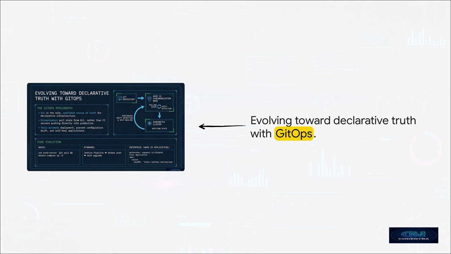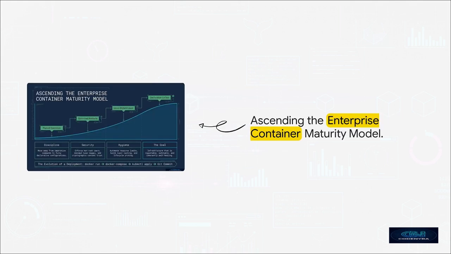Git becomes the absolute sole source of truth. All state is pulled securely from a version-controlled repository by the orchestrator. Direct manual terminal access is entirely revoked. The human error element that caused our war room outage is quite literally architected out of the system. Ascending the enterprise container maturity model means moving away from dangerous, imperative manual execution toward a fully automated, self-healing architecture. An architecture that relies on strict daemon governance, perfectly optimized artifacts, and automated declarative state.